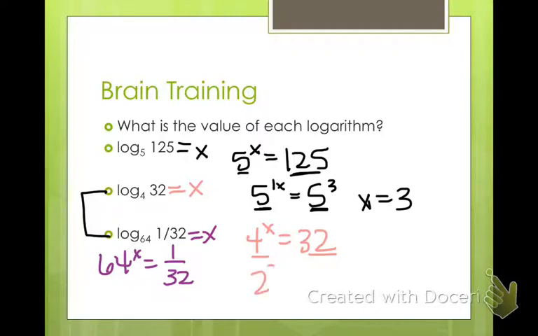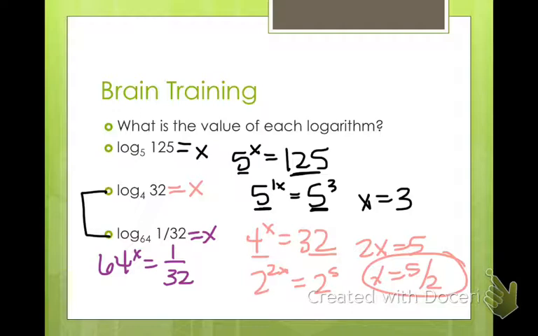I have 2 to the 2x, that makes 4 to the x power, equals 2 to the fifth power, is 32? Yes. So then I can set these equal to each other. 2x equals 5, x equals 5/2. So there's the answer to that one.